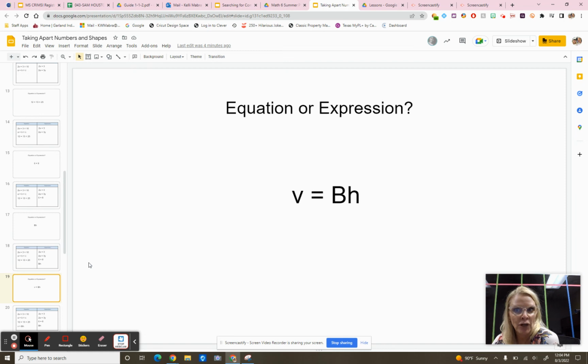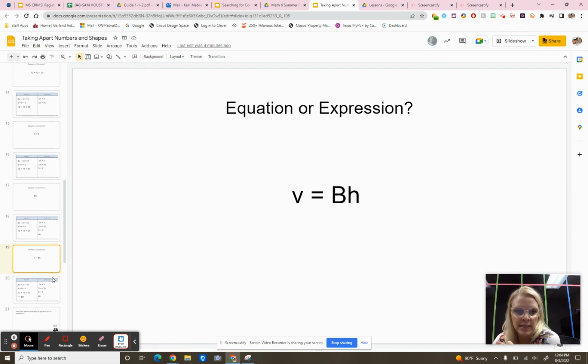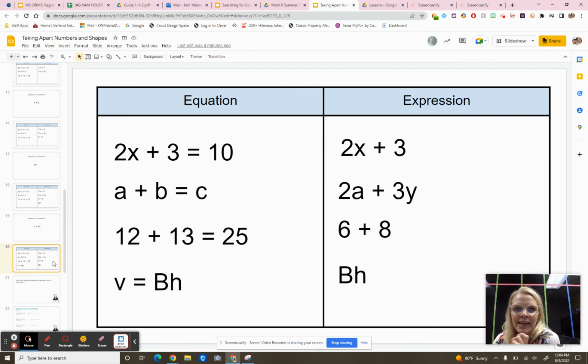Now, volume has an equal sign. So now that makes it an equation. All right, so you can see on the left-hand side how they all have equal signs, and on the right-hand side that they do not.